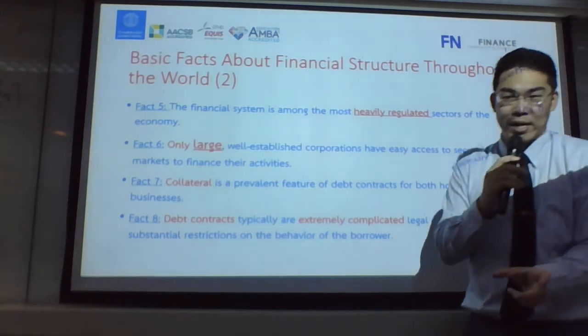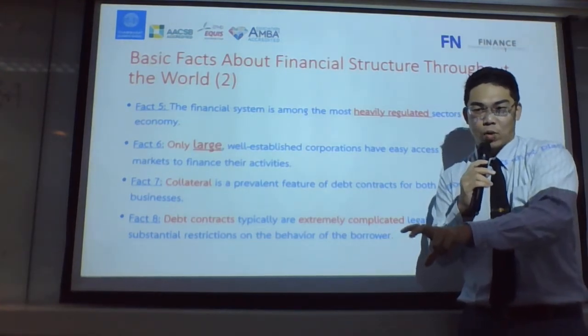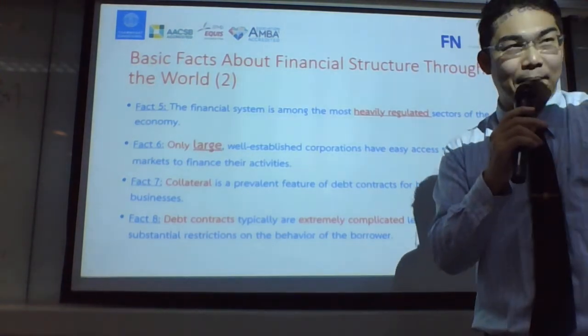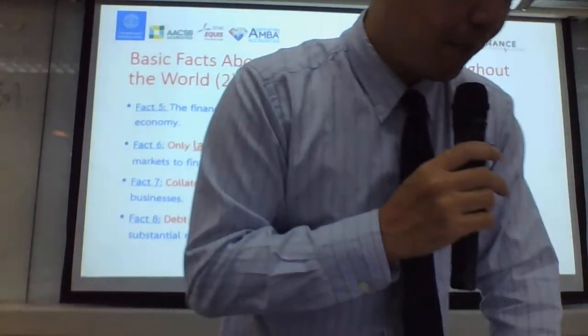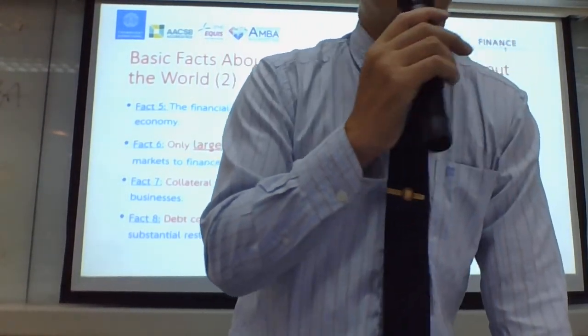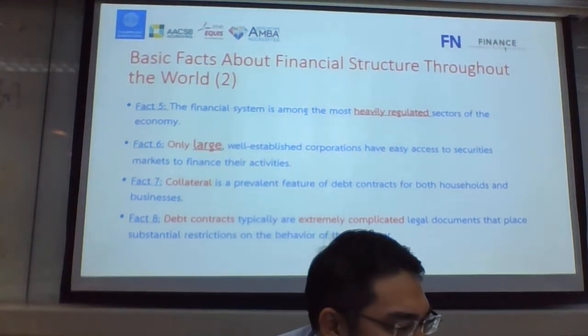So Chayo is quite a smaller company, so it is listed in the Market for Alternative Investment, or MAI. Both SET and MAI are very well-known secondary markets in Thailand. Okay, now let's move to fact number 8.